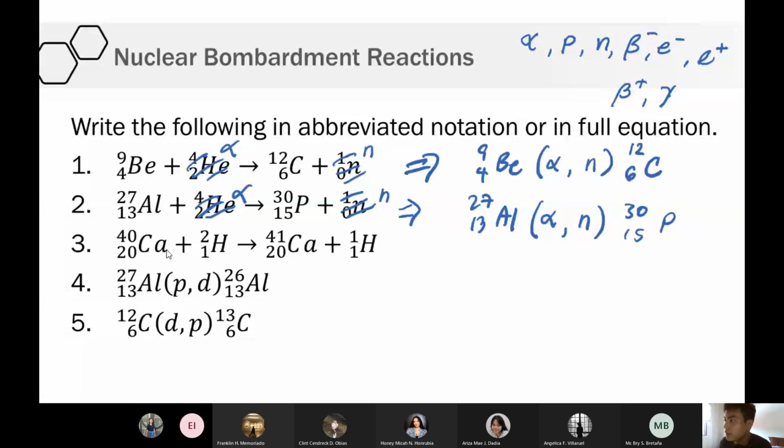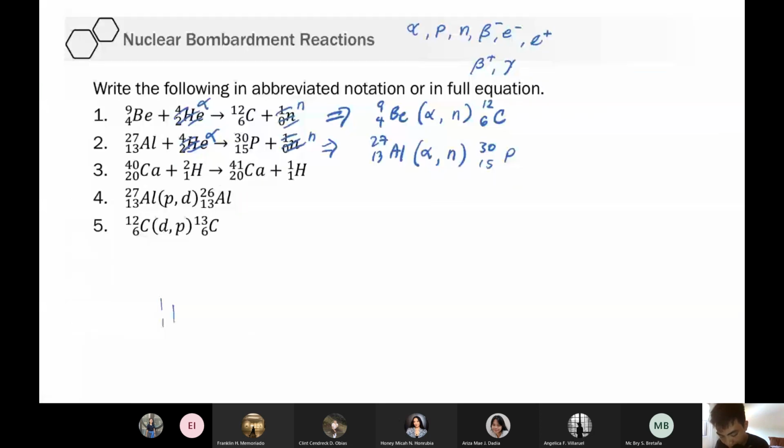Okay, so ayan. How about this one, number 3? 40-20 calcium, 2-1 hydrogen, 41-20 calcium, 1-1 hydrogen. Paano kaya ito? Okay, so may introduce ako na ang 2-1H, pangalan yan ay deuterium. Di ba tatlo yung isotopes ng hydrogen? We have the protium, deuterium, and tritium. Okay. So if you see one of them, you can abbreviate them as well, okay?